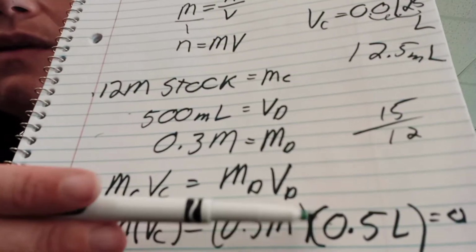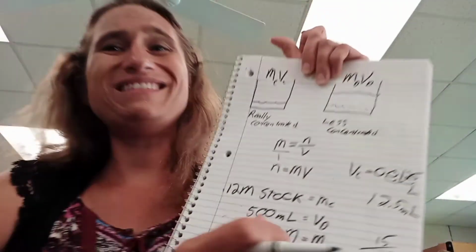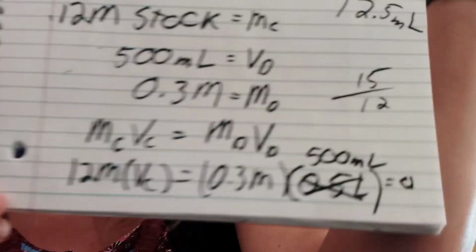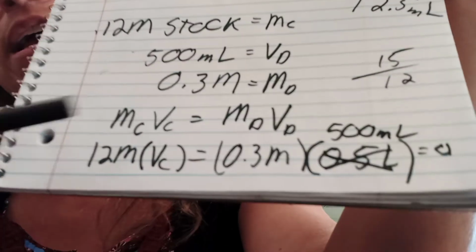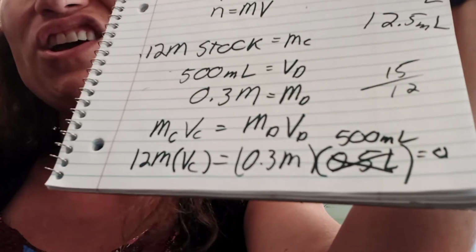I had to convert this one to liters, and then I have to convert this one back to milliliters. Well, what would happen if we just didn't convert this one to liters in the first place? What if I just left it as 500 milliliters? I'm not going to push it into the calculator because I know what does happen. But if you want to go try it and see that I'm right, if you take 500 times 0.3 divided by 12, you're going to get 12 and a half.